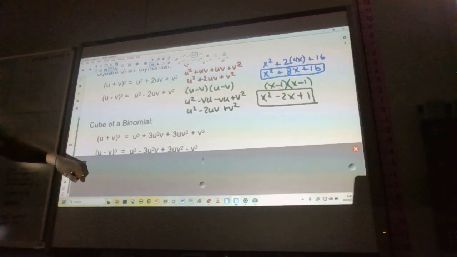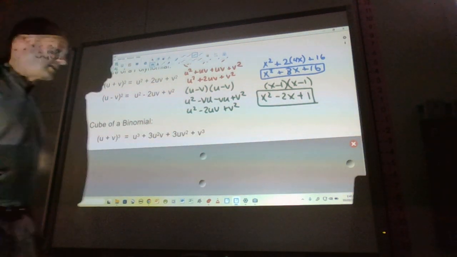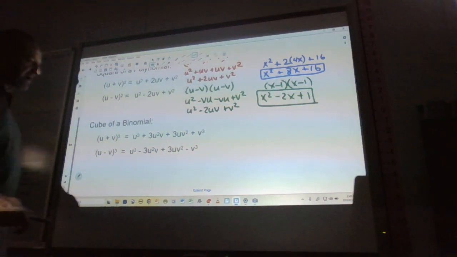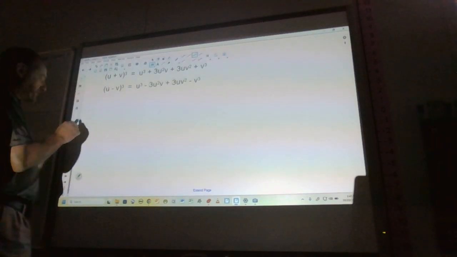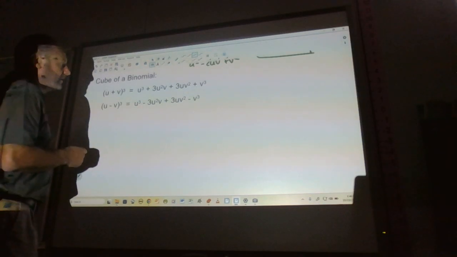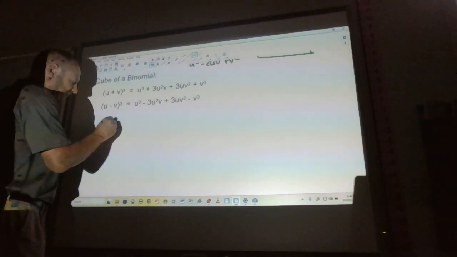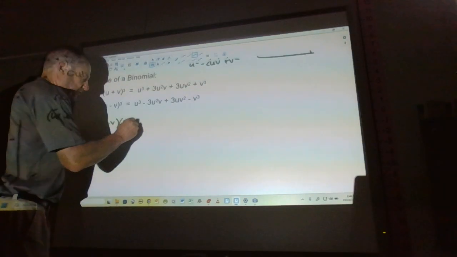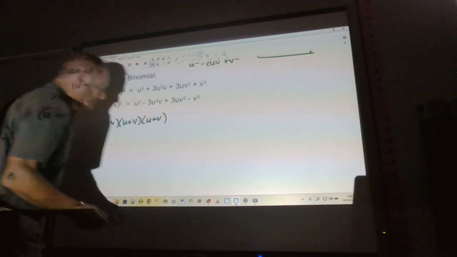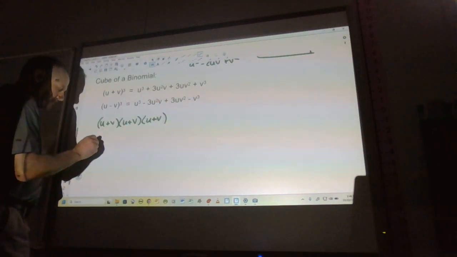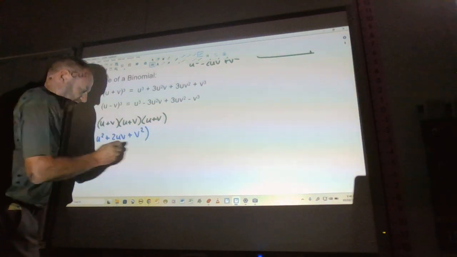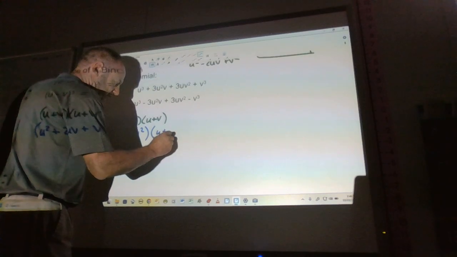There's formulas for the cubes as well. These are a little harder. You don't run into these quite as many times. But there's a nice little pattern here. You can multiply these out if you want. I'll do one of them. So if I do u plus v cubed, that would be u plus v times u plus v times u plus v. So if I take the first two and multiply these out, that's going to be u squared plus 2uv plus v squared times u plus v.